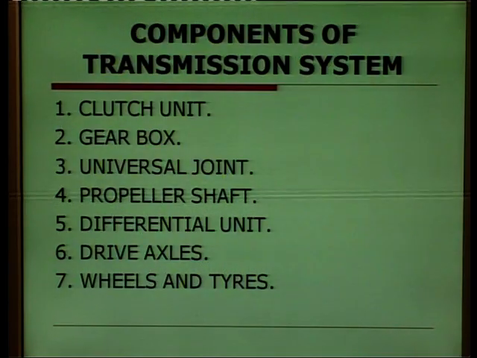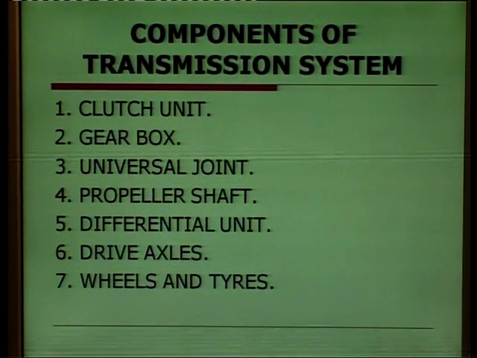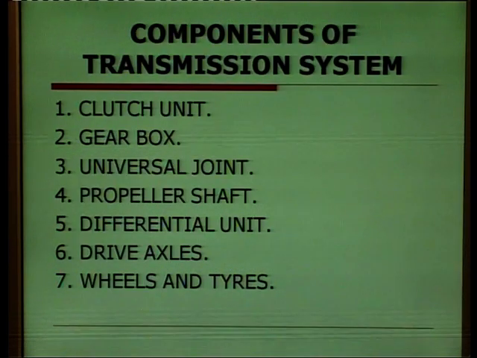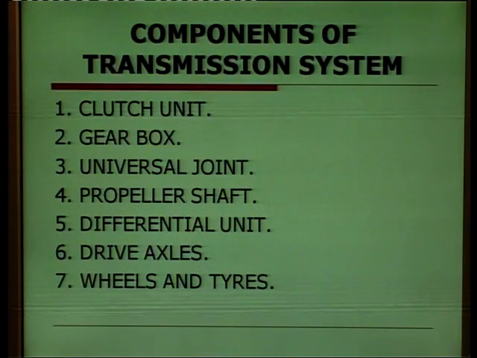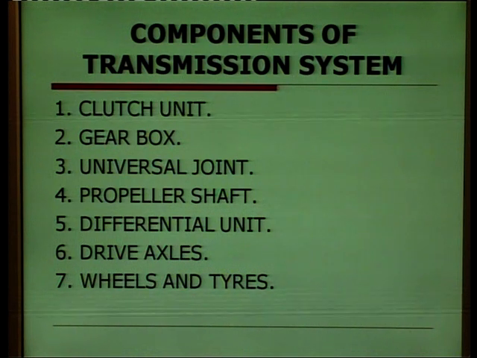Then what are the components of the transmission system? Number 1, clutch unit. Number 2, gearbox. Number 3, universal joints, propeller shafts, then differential units, then drive axles, then wheels and tires.